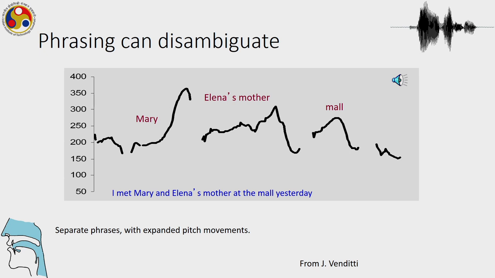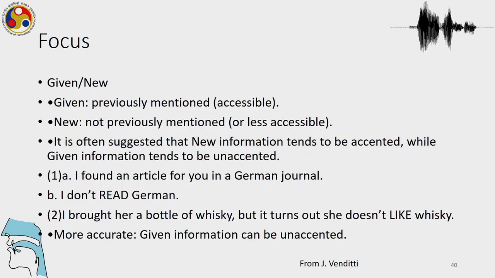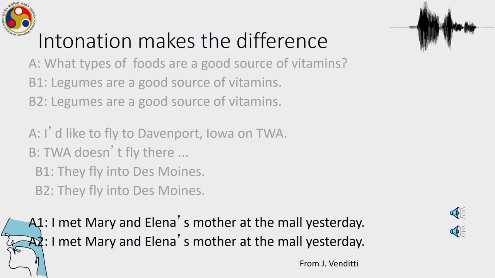So let's play the sentence and see how the disambiguation can work. I met Mary and Elena's mother at the mall yesterday. Okay, so that much about phrasing and disambiguation and how intonation plays a role in all these syntactic issues also, where we have sentential ambiguity because of the sentence internal structures.